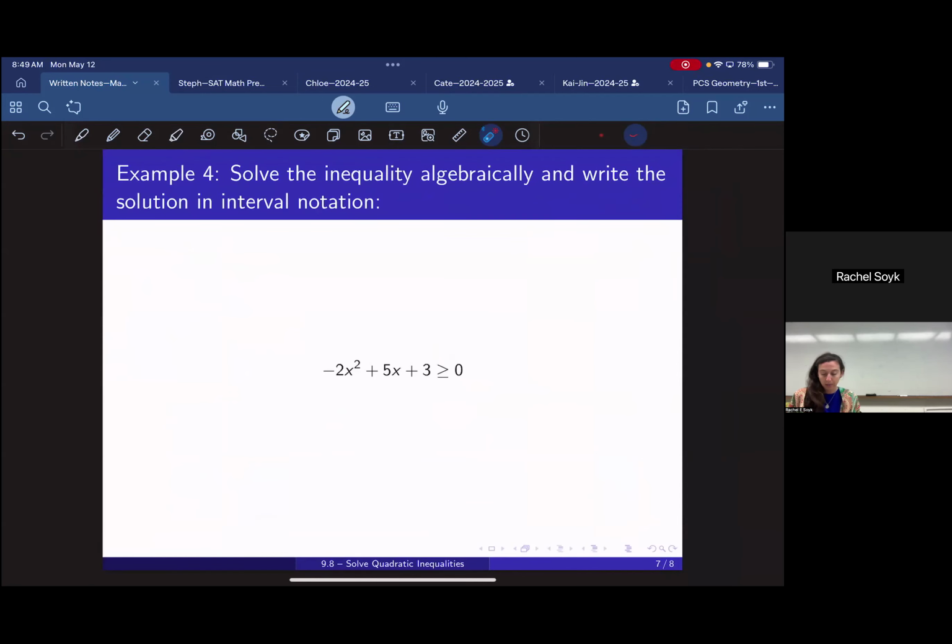Let's do another example together. And in this case, I personally don't like having a negative a value. So what I actually would do, you don't have to do this, but I'm going to add everything and bring everything over to that right-hand side.